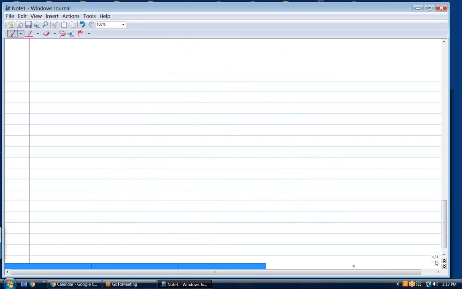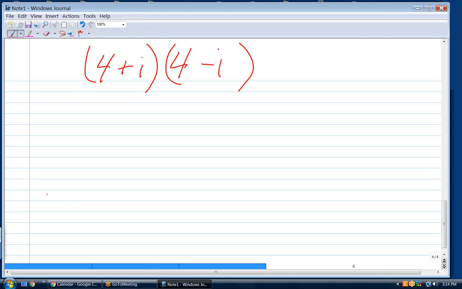Okay, what else? Another one I have is number 3. So for this one, it is (4 plus i)(4 minus i), and then another parenthesis, (2 plus i).